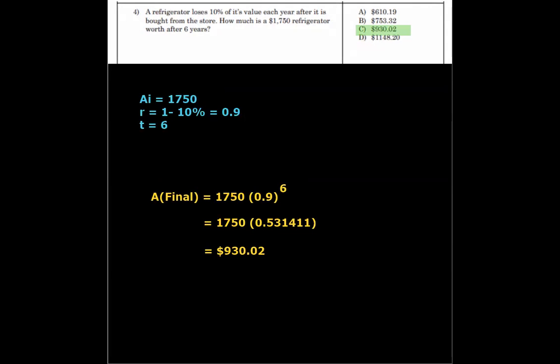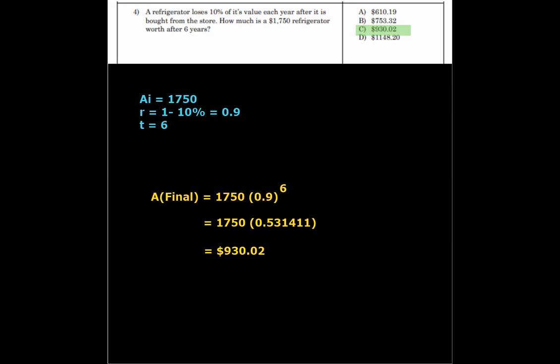Question 4. A refrigerator loses 10% of its value each year after it is bought from the store. How much is a $1,750 refrigerator worth after 6 years? Well, for this problem, set up the initial amount as $1,750. And since the value is going down, it's a decay problem. So do 1 minus 10%, and we have 0.9 for the rate. That's the base of the exponent. The amount of years is 6, so t equals 6.